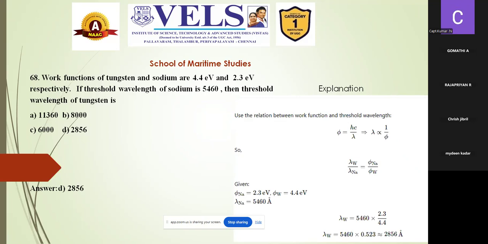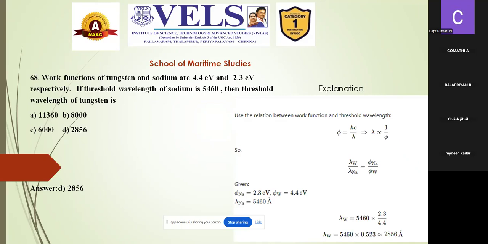The relation between the work function and the threshold wavelength is phi is equal to h nu. Nu is equal to c by lambda. So we can write phi is equal to h c by lambda. From this equation, we can find the wavelength. Lambda is proportional to 1 by phi, so lambda is inversely proportional to phi. Phi means work function. So lambda W divided by lambda Na is equal to phi Na divided by phi W. Both are inversely proportional.